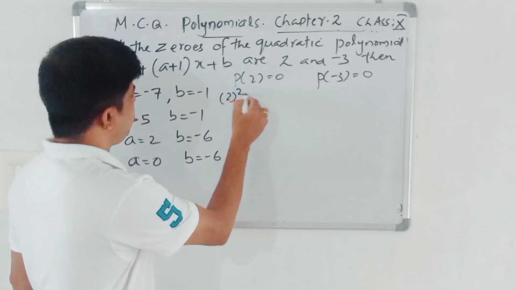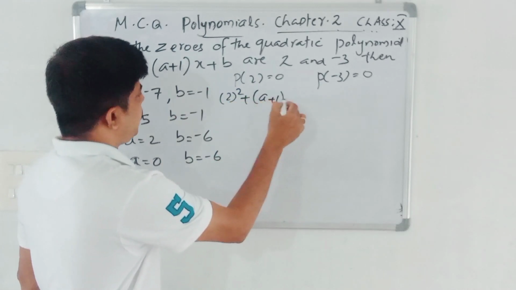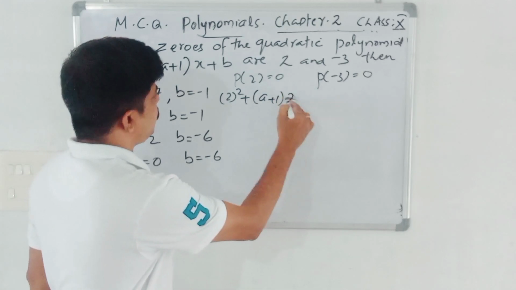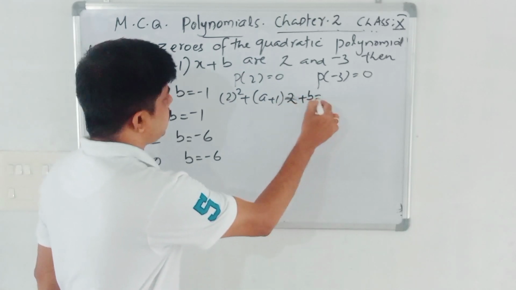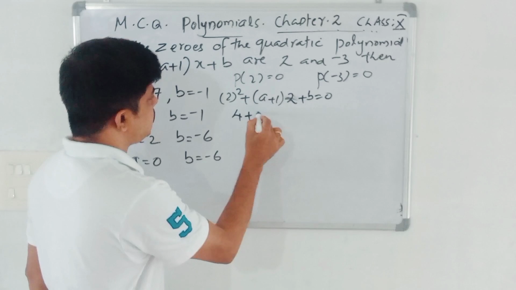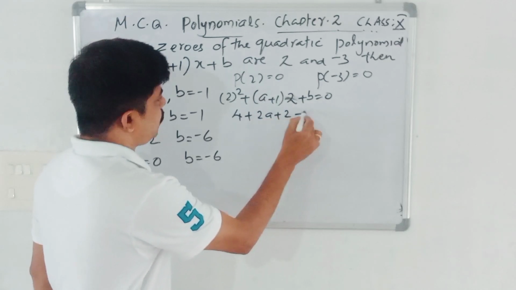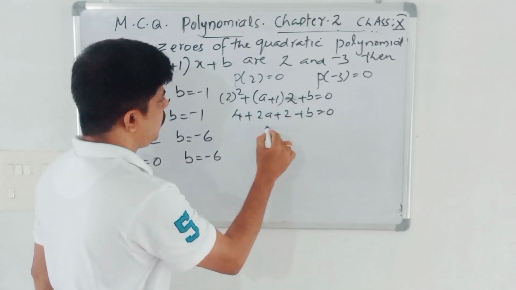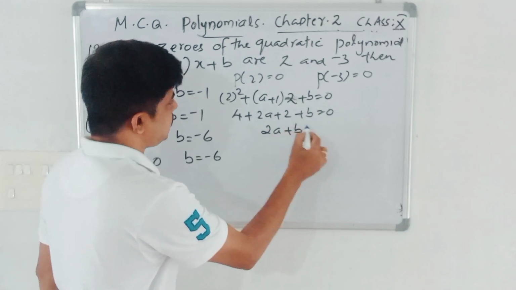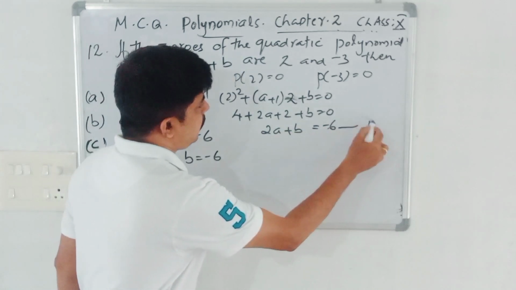Therefore 2² + (a + 1) × 2 + b = 0. 4 + 2a + 2 + b = 0. We have 2a + b + 6 = 0. The plus 6 goes to the other side and becomes minus 6.